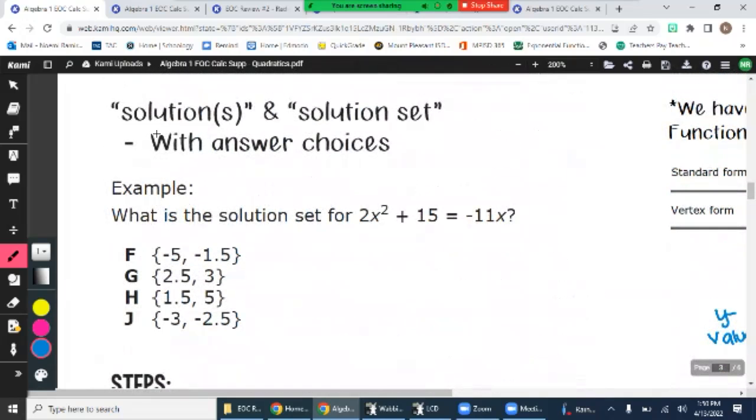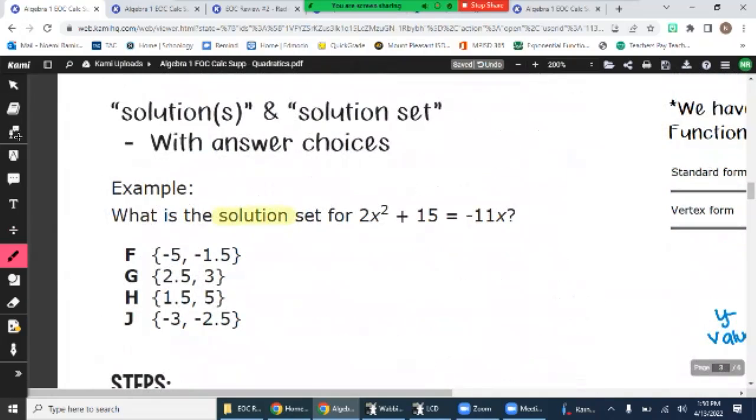Solutions. This is for my friends that always forget to take that last step. They can find the binomials, they're okay with factoring, but we always forget to finish solving for X. Solutions is what you get when you're done solving for X. This is when you're actually finding the actual x-intercepts.